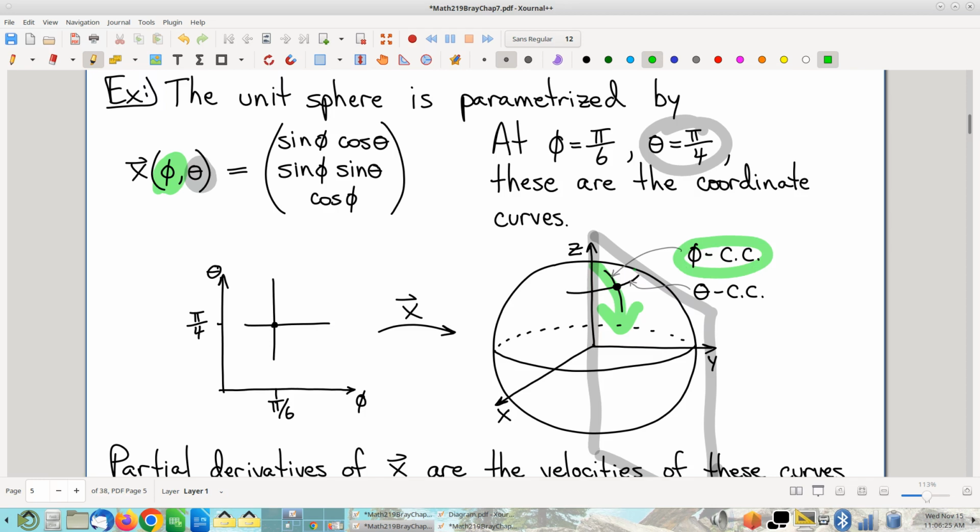Now you can see that over here on the left side, I've taken theta, and it is fixed at pi over 4, so we're stuck on this line where theta is pi over 4, and now phi is allowed to change as phi goes along that line. Phi goes from 0 to pi over 6 and then beyond. We're tracing out a horizontal straight line there in phi theta world, and that's taking us down what you might call a meridian on this sphere.